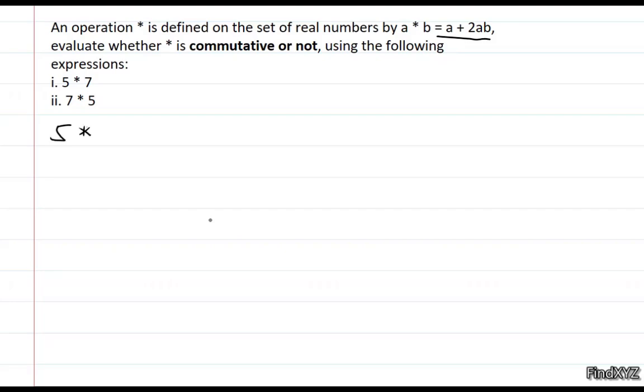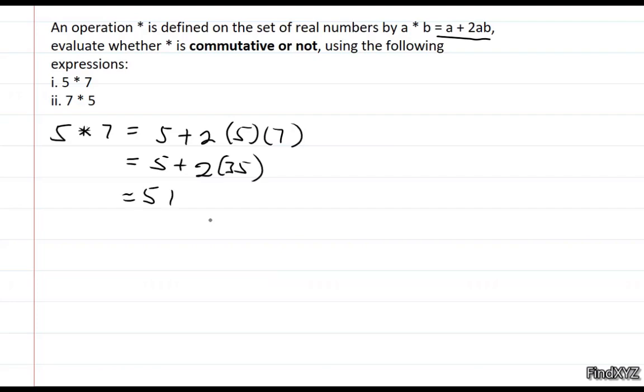So 5 star 7, the rule says pick the first number. So we'll pick 5 plus twice the product of the first and second number. So what is 5 times 7? That will give us 35. Then we have 5 plus what is 2 times 35? That will give us 70, and this will give us 75.